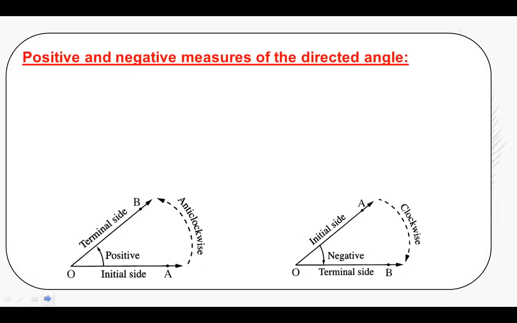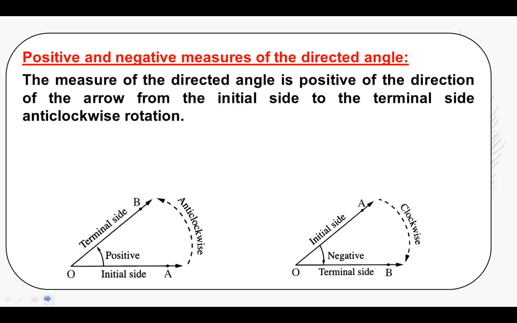Positive and negative measure of the directed angle. The measure of the directed angle is positive if the direction of the arrow from the initial side to the terminal side is anti-clockwise rotation. So if the rotation is anti-clockwise, then the measure of this angle is positive.